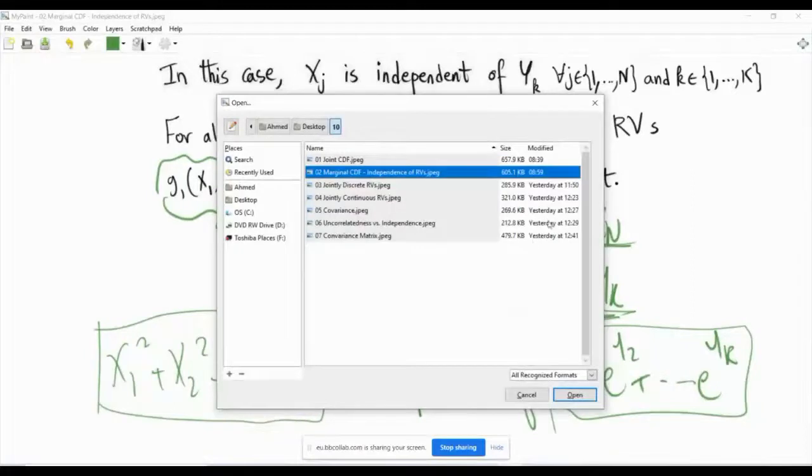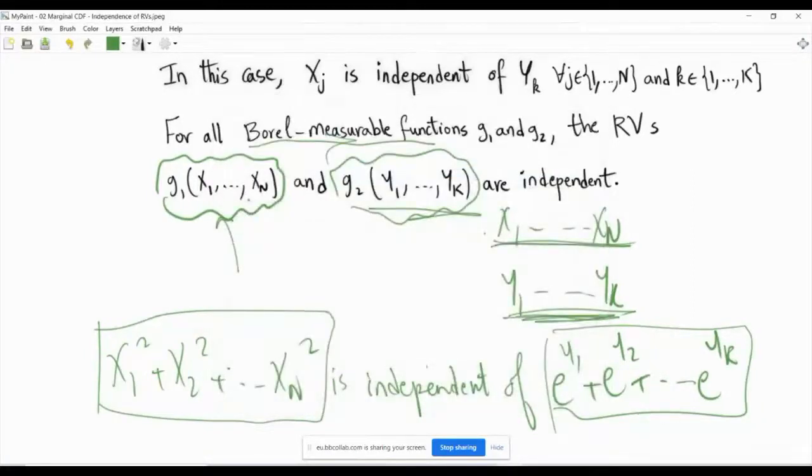No, I couldn't read the question. Can you please say it? Can we argue the same if, for example, we have the two random vectors x and y, and we apply the same function on both of them? So for example, G1 is the same as G2. It's still independent, right?